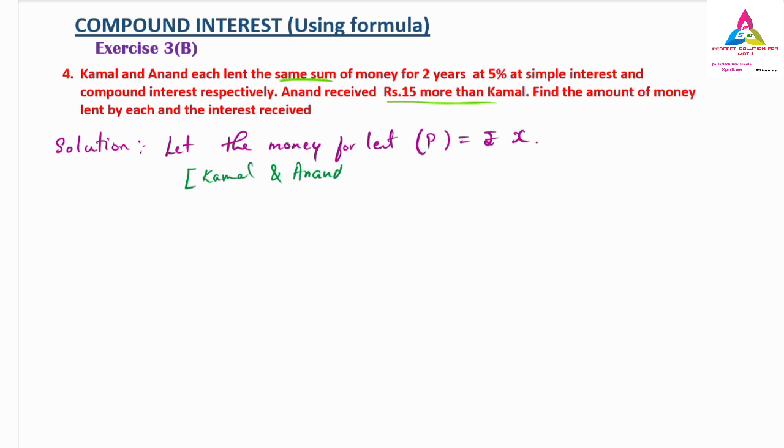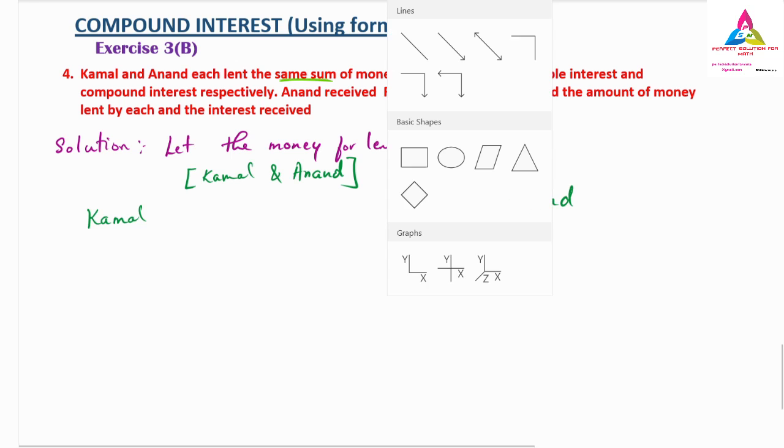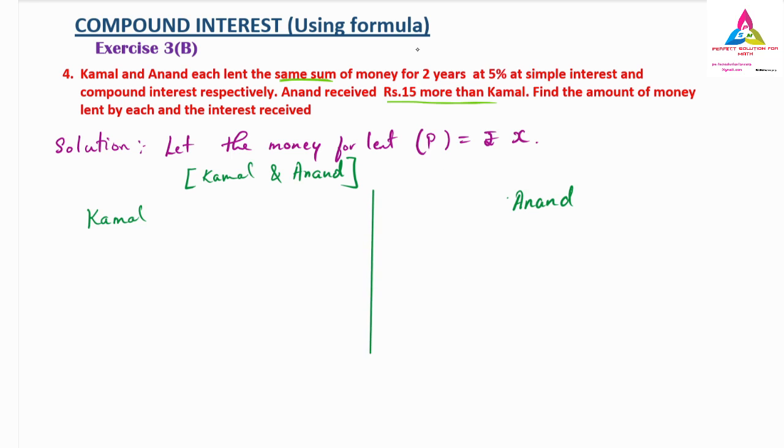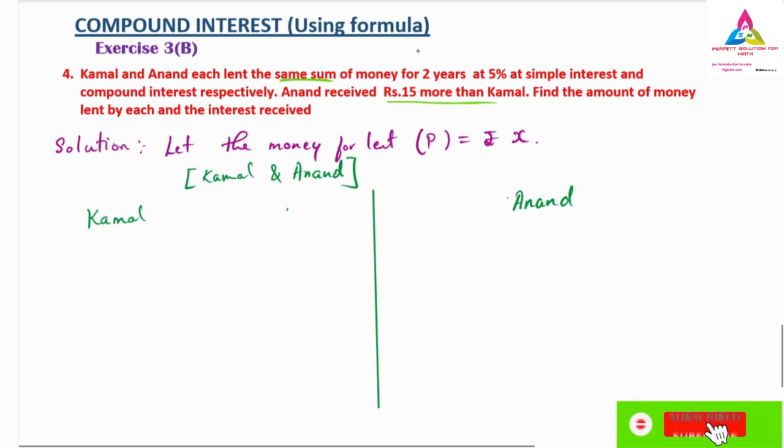They have kept it separately, but the same amount. For example, if Kamal has kept 100 rupees, Anand also has kept 100 rupees. I am just giving an example. So let us go through it in a different way. I will take Kamal here separately, and here I will take Anand. I am writing separately because we have to find separately; the money they have kept is the same, but they kept it for simple interest and for compound interest.